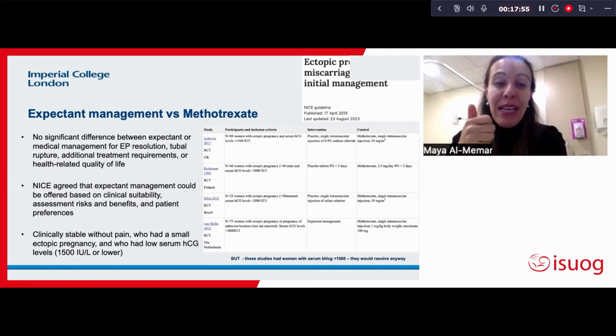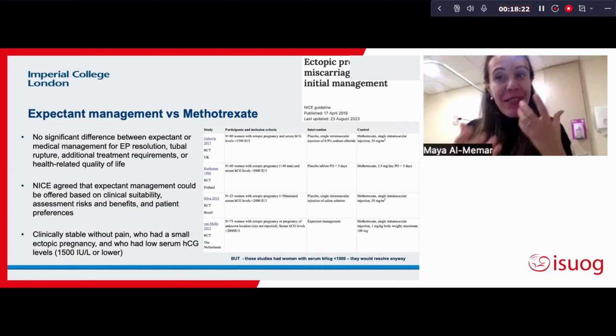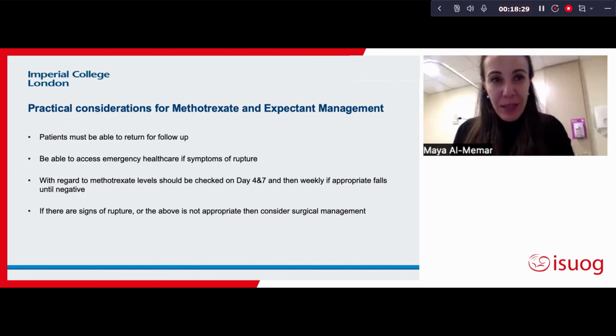In particular, in a clinically stable patient without pain who had a small ectopic pregnancy and a low serum HCG of less than 1500. However, in most of these randomized trials, the problem is that the serum HCG level was less than 1000, and the majority of patients included fell into that category. So one could argue that actually a lot of these ectopics may have resolved anyway, and therefore they didn't find a difference between methotrexate and expectant management. But this is the data that is currently available to us.